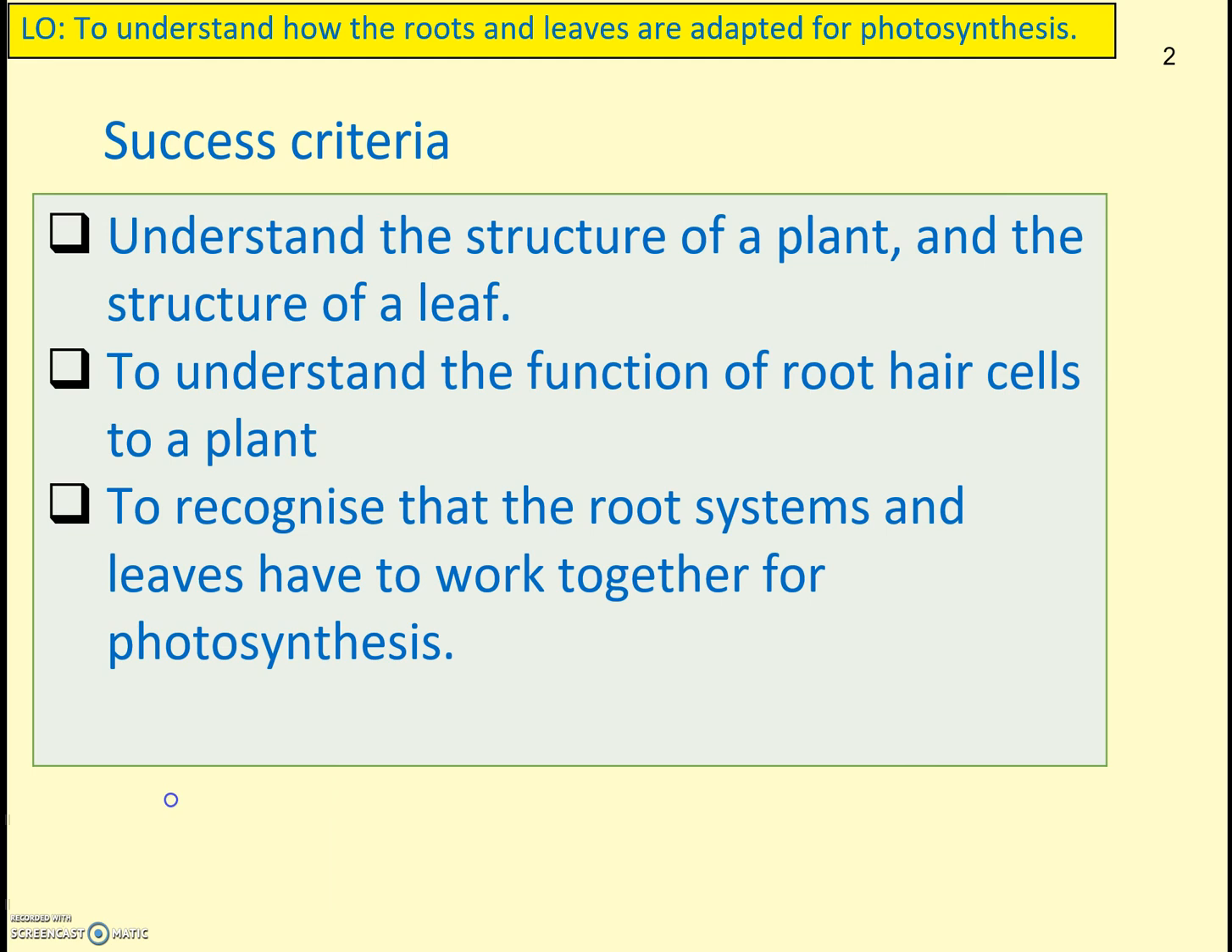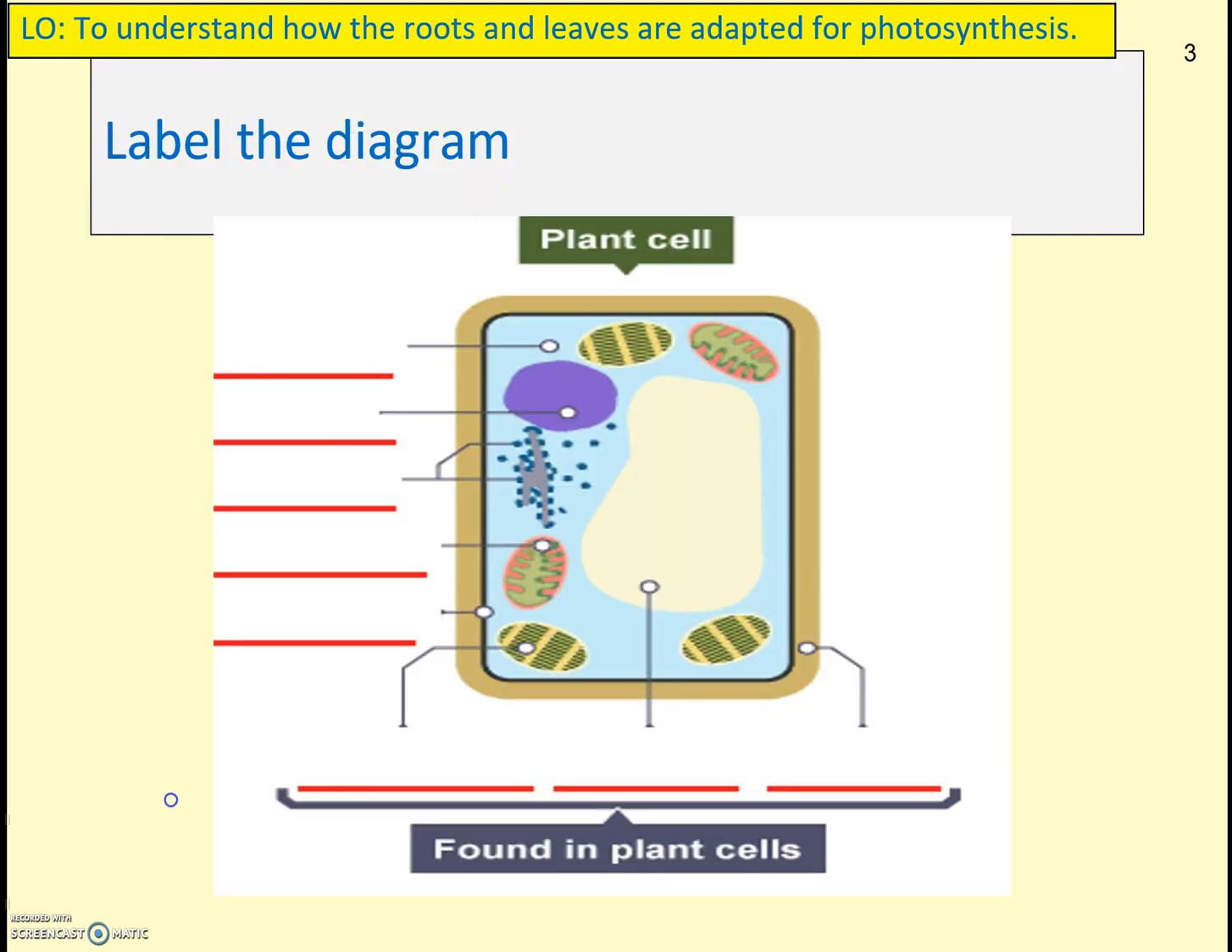So, our success criteria for this lesson is to understand the structure of a plant and the structure of a leaf, to understand the function of root hair cells to a plant if we can, and to recognize that the root systems and leaves have to work together for photosynthesis to take place.